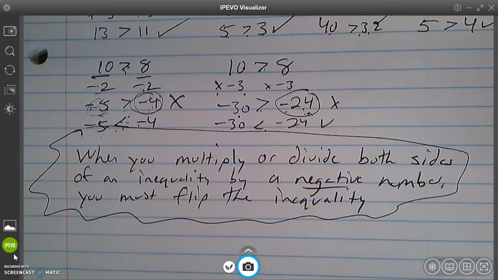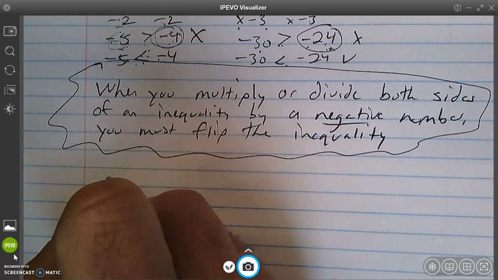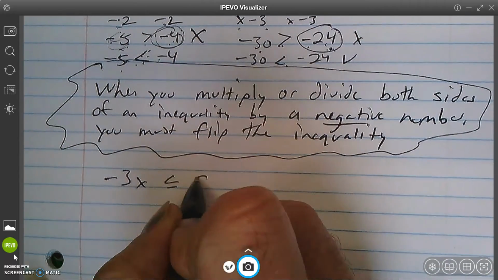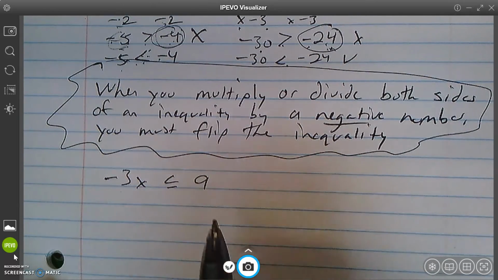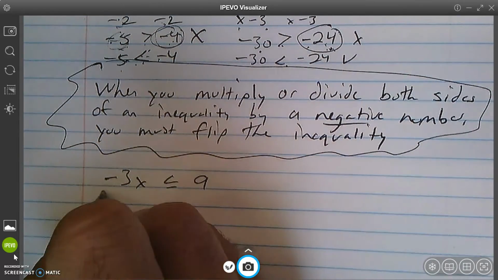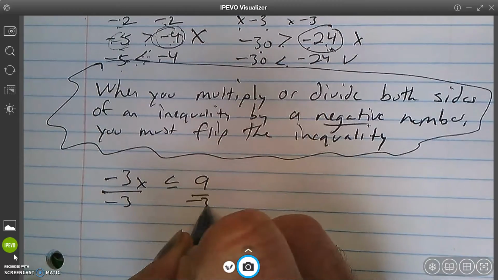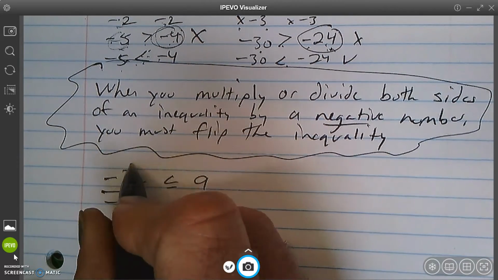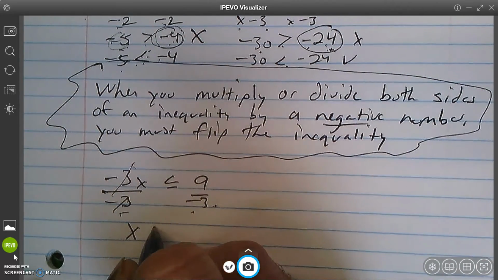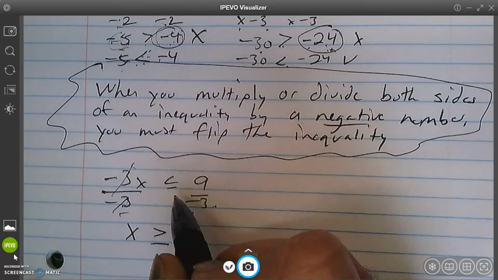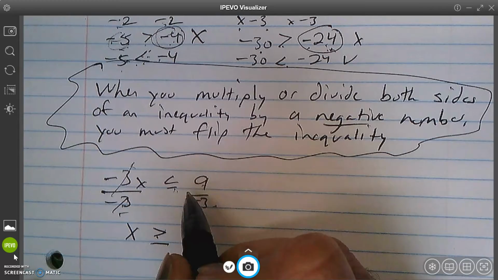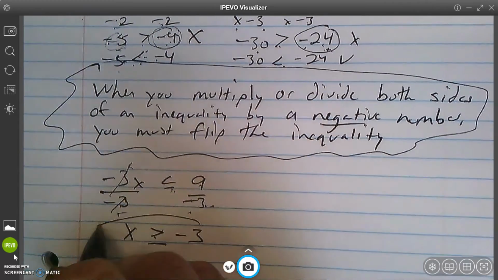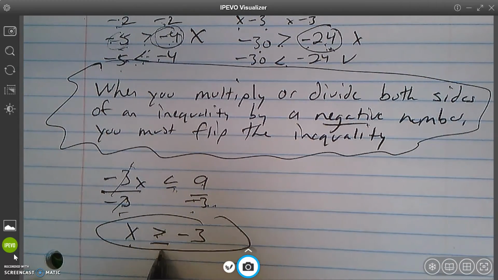Okay, so back to this example. Negative 3x is less than or equal to 9. We haven't even done that. That was all lead up. So I'm going to divide by negative 3 on both sides, and notice I'm dividing by a negative. So x has to be greater than or equal to, because I'm going to flip the less than or equal to a greater than or equal to. 9 divided by negative 3 is negative 3. So x has to be greater than or equal to negative 3.